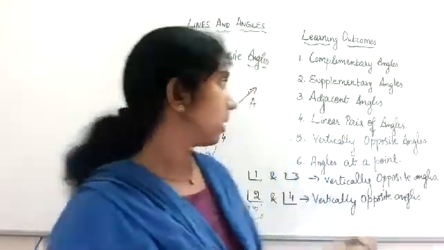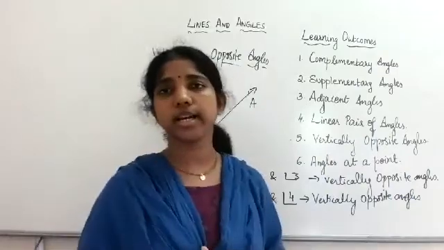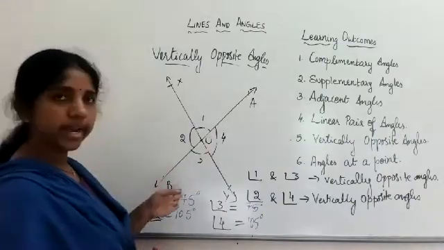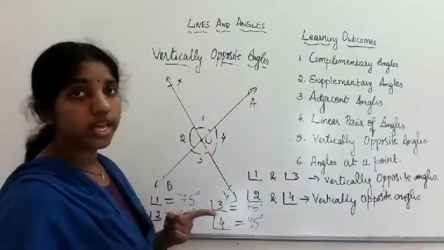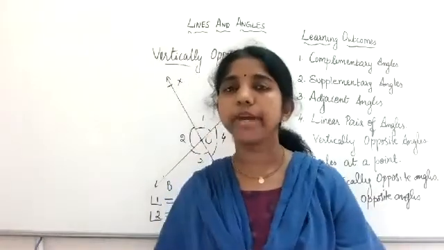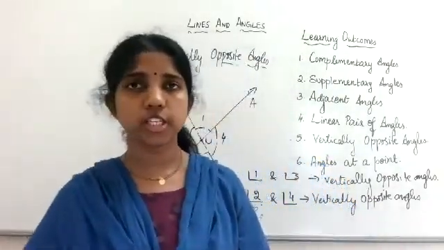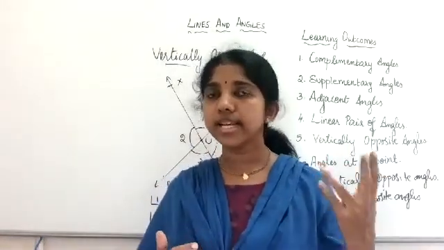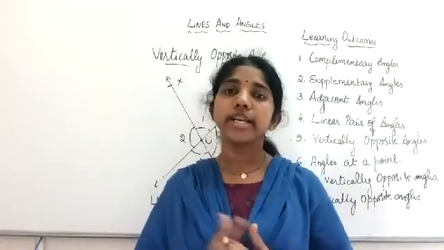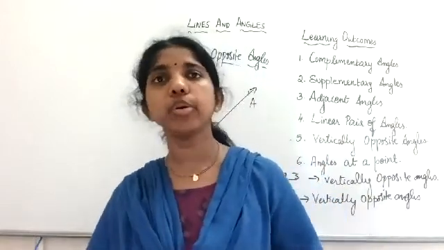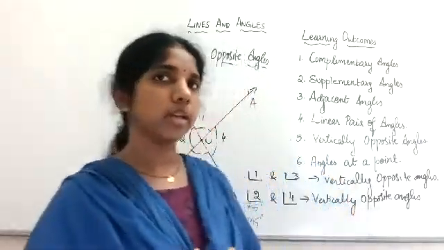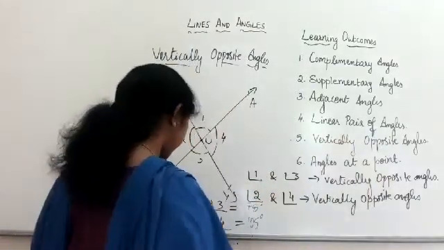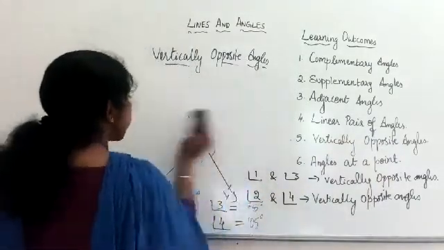So this is about vertically opposite angles. When you draw two intersecting lines, we get 4 pairs of adjacent angles and 2 pairs of vertically opposite angles. The vertically opposite angles are equal, and the adjacent angles form a linear pair because their sum adds up to 180 degrees. So next, what is left now? The last one, angle at a point. Let's study that.